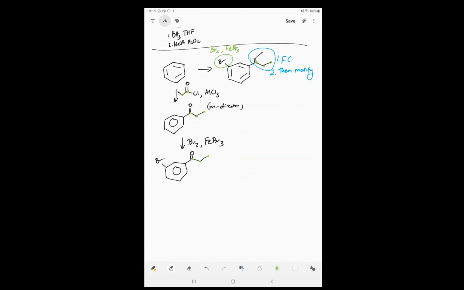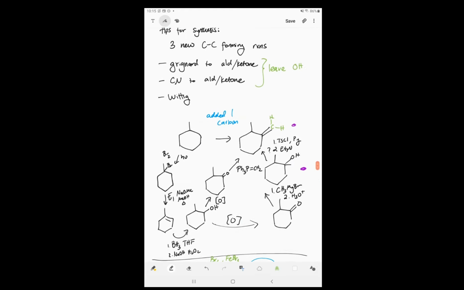Clemmensen wouldn't work either, would it? Clemmensen would just get rid of our double bond. Right. Just how many more steps until we get to the final product? 3 more.